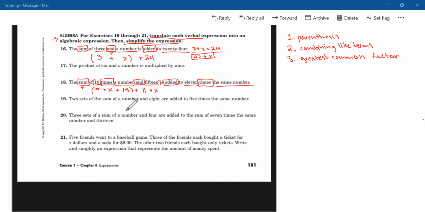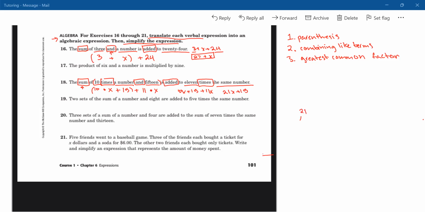First, we'll look at the parentheses. We know that 10 times x is the same thing as saying 10x. We also know that there is nothing being multiplied to the parentheses, so we can remove the parentheses, and it will look like this. 10x plus 15 plus 11 times x, which is the same thing as saying 11x. And we can combine like terms, which would become 21x plus 15. And now we can check for greatest common factor, which is our last step.